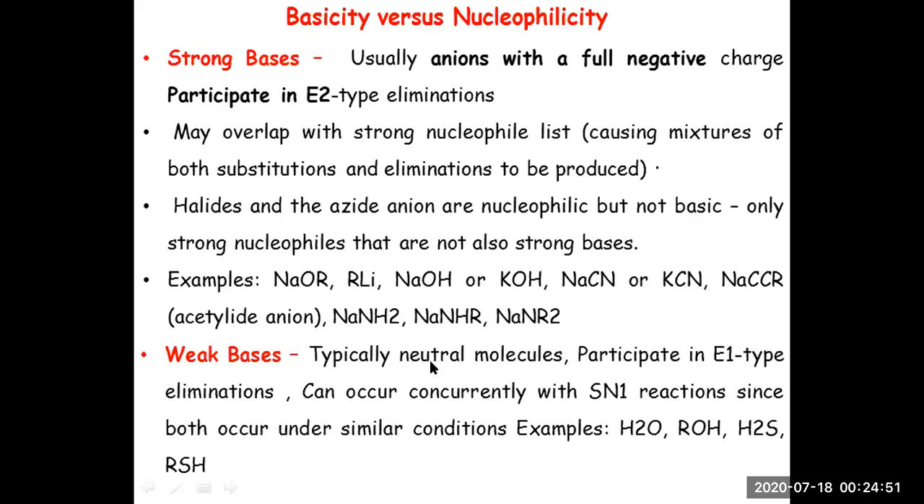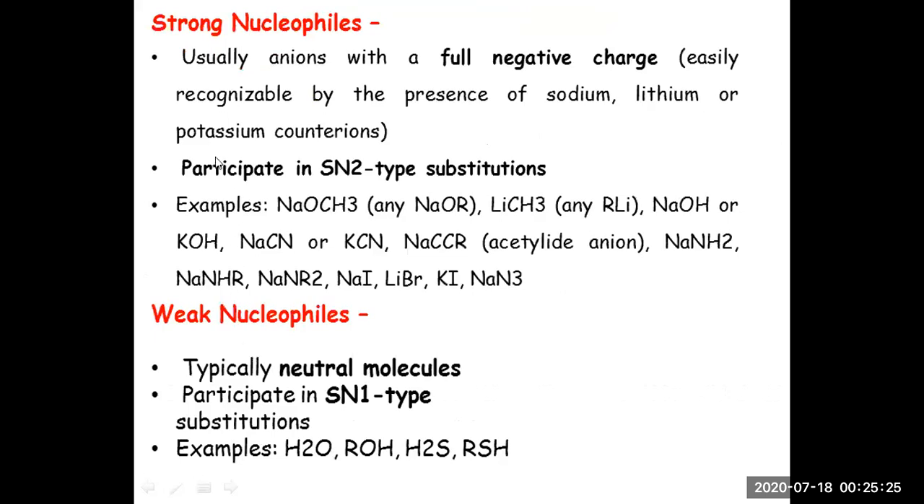Weak bases are generally neutral molecules, and they generally bring about elimination type of reactions, or they bring about the SN1 type of reaction. For example, water, alcohol, H2S, RSH are weak bases. Why? Because oxygen here can donate an electron pair, and therefore they are basic in nature. Similarly, sulfur species are electron rich, can donate electrons and become weakly basic in nature.